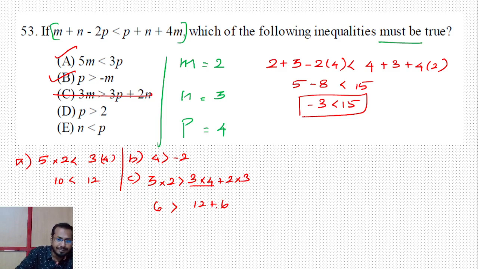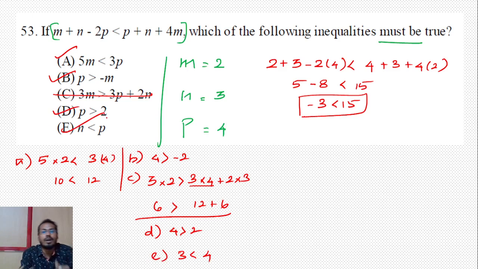So option C will not be the answer. Go for option D. Option D is what? p is 4, greater than 2. Yeah, right. Or option E. n is 3, p is 4. Yeah, this is also right. So with these numbers I was able to eliminate only one option. So we are going to check the others. Must be means we need to check at least 2 times. So now I am going to take different numbers. So change the numbers.